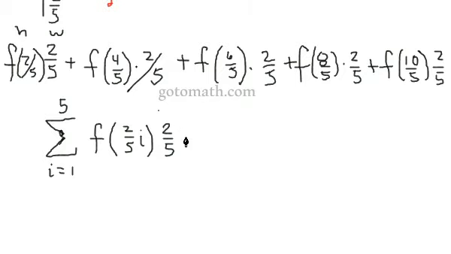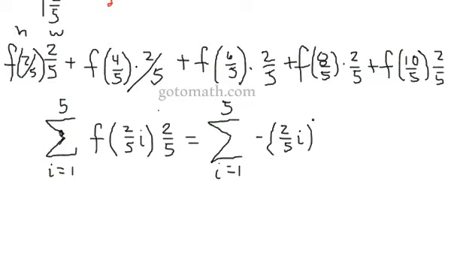Now what I'm going to go ahead and do now is I'm going to go ahead and take this and plug this 2/5 i actually into our function. So we end up having the sum of i going from 1 to 5 of negative 2/5 i squared plus 6, and I'll just put a bracket around this, and of course times 2/5.